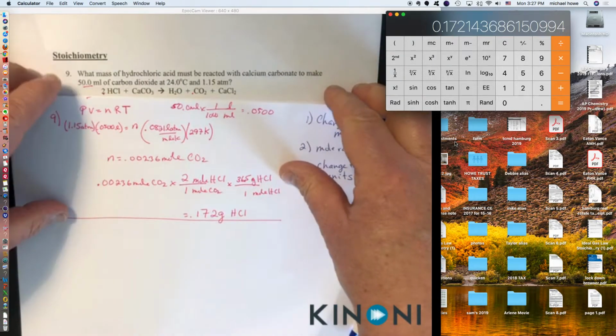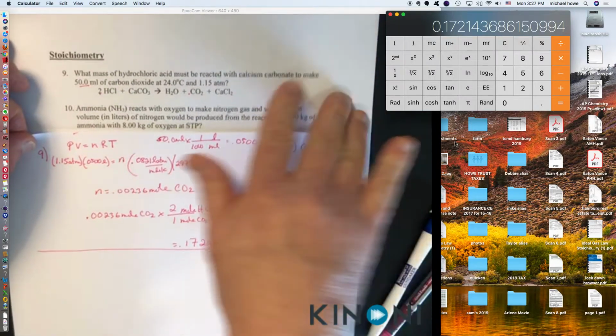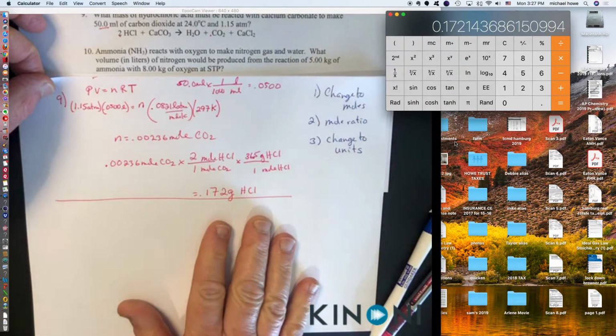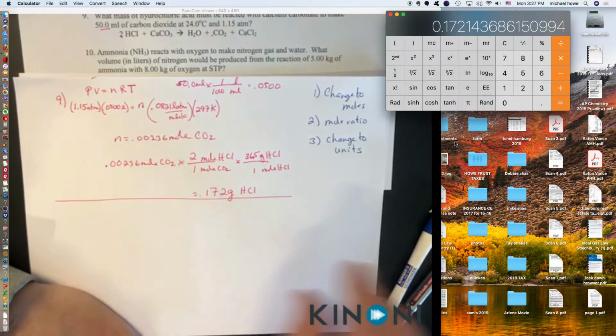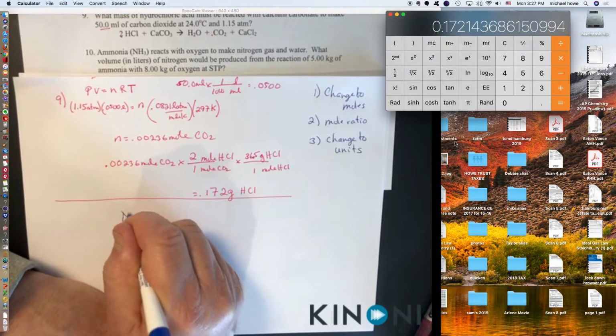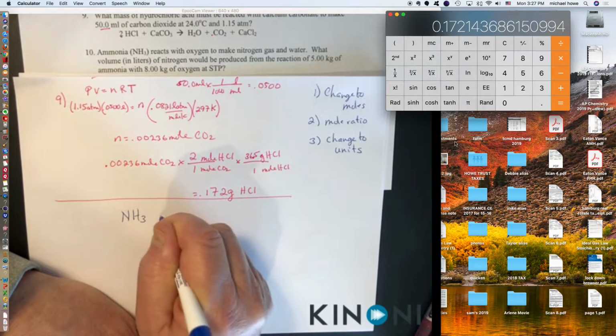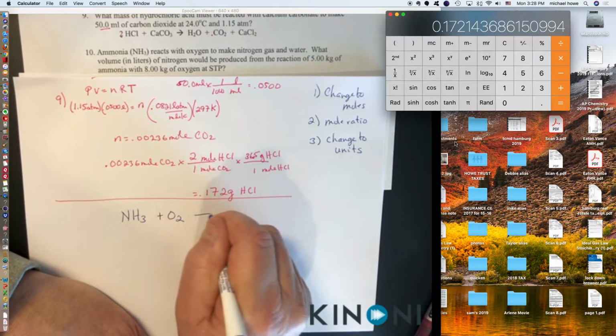Now let's take a look at question 2, or question 10 on this sheet. Question 10 doesn't give us an equation, but that's no problem because we are competent. So we're going to take our NH3, and it's going to react with oxygen. It's going to make nitrogen and water.